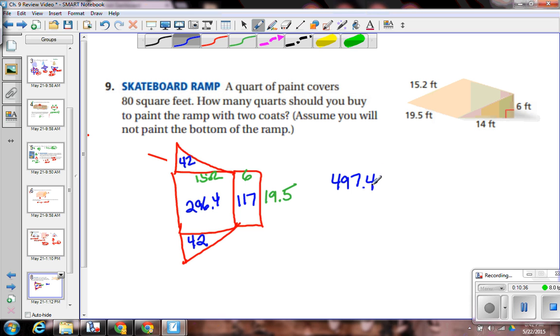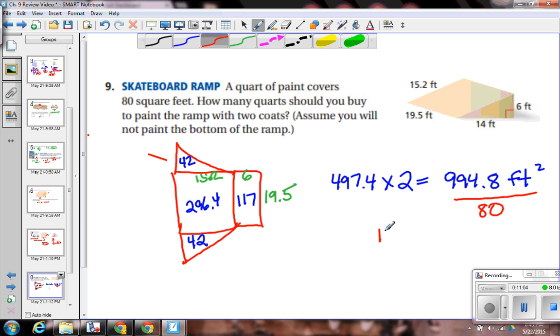497.4. But remember, that's only for one coat. So let's multiply by 2 to get 2 coats of paint. And our total would be 994.8 square feet that we're painting. And each quart of paint covers 80 square feet. So let's divide by 80 to see how many of these quarts we need. It ends up being 12.435. So we have to buy 13 quarts.